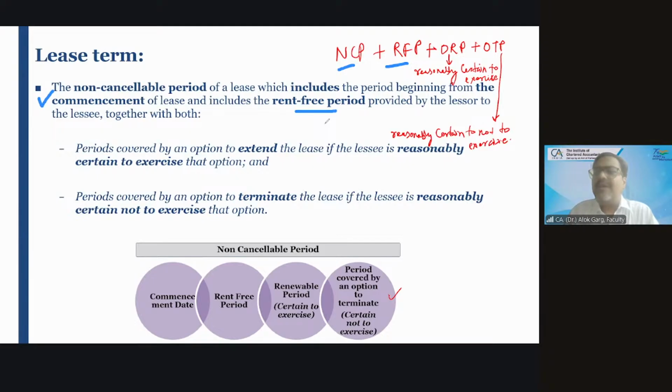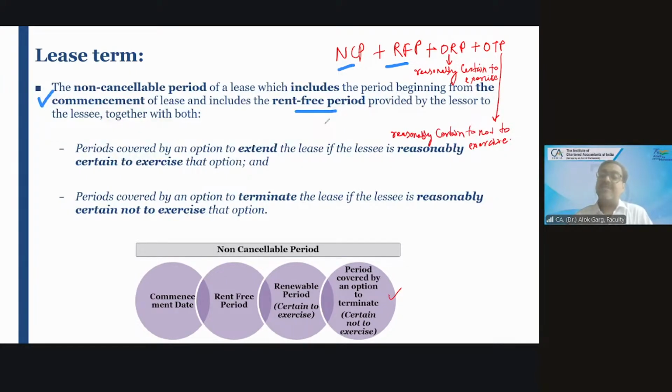Yes, sir. Optional termination period है ना, अगर वो terminate करना चाहे तो कर सकता है. तो नॉन कैंसिलेबल पीरियड कौन सा है? 3 साल ही है ना नॉन कैंसिलेबल पीरियड. नॉन कैंसिलेबल पीरियड मींस पीरियड इन विच ही कैनॉट टर्मिनेट, ही कैनॉट कैंसिल. He has to pay the full rent for 3 years. So non-cancelable period plus rent-free period plus optional renewal period plus optional termination period. In this case, the 5th year is the optional termination period. The optional termination period is also required to be taken into consideration of lease term if the lessee is reasonably certain not to exercise the termination option.